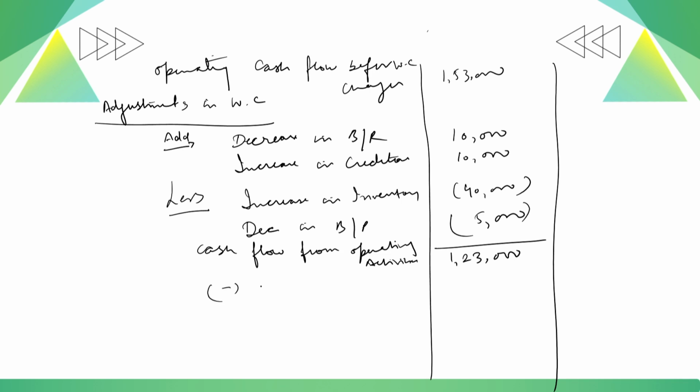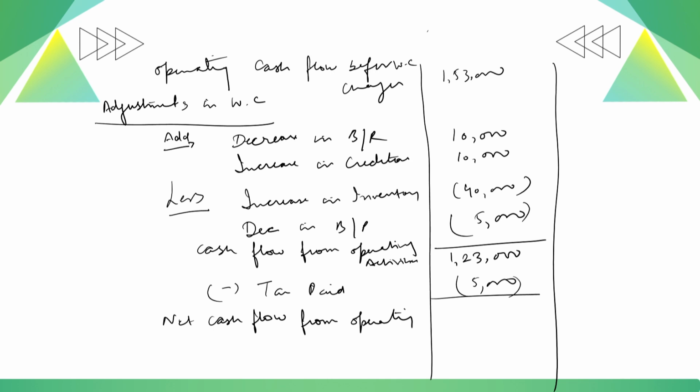So, I am deducting the tax paid, which was the balancing figure in the provision for taxation amount, that is 5,000 rupees. So, net cash flow from operating activities comes to rupees 1,23,000.